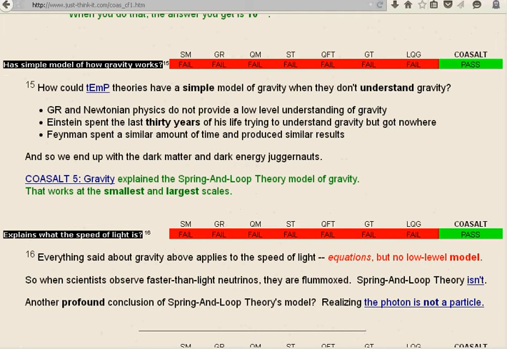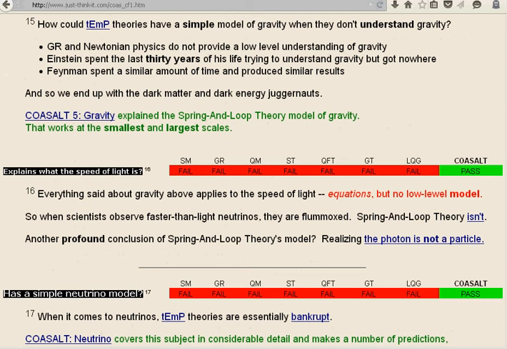equations, but no low-level model. So when scientists observe faster-than-light neutrinos, they are flummoxed. Spring and loop theory isn't. Another profound conclusion of spring and loop theory's model? Realizing the photon is not a particle.